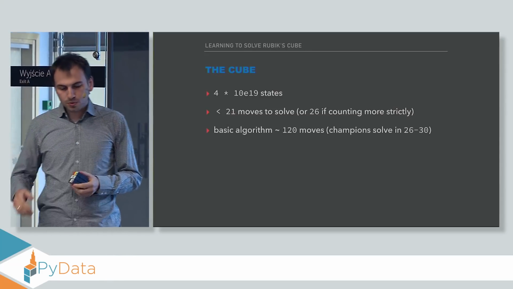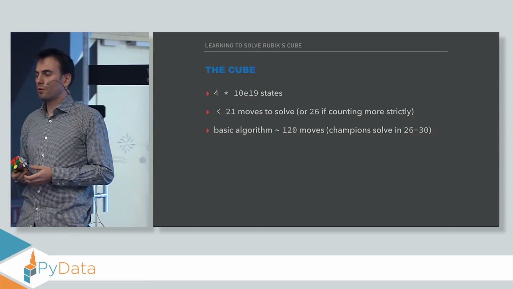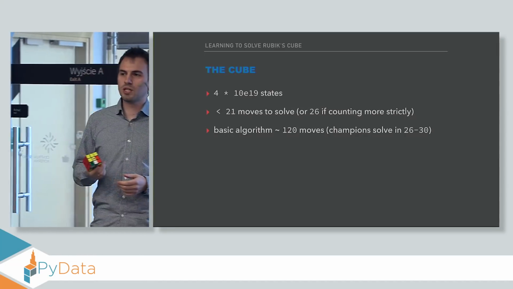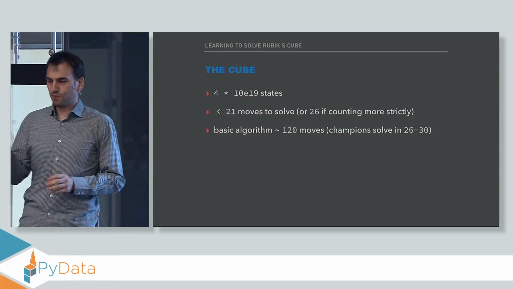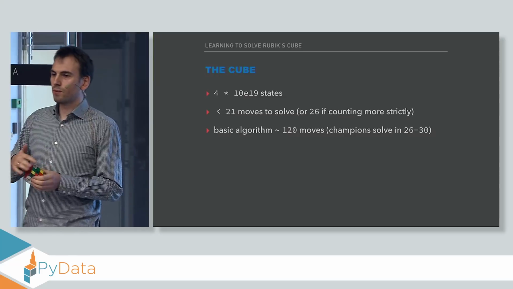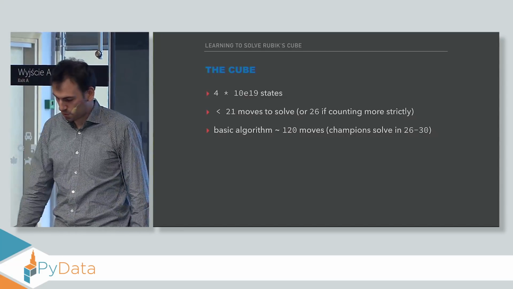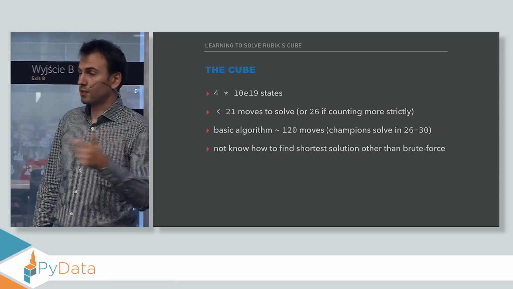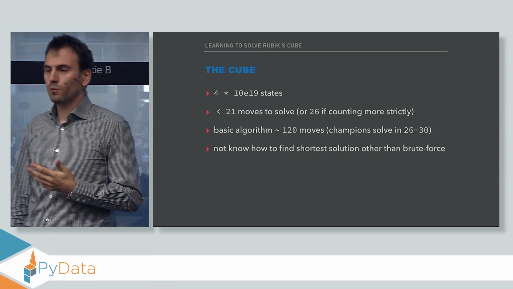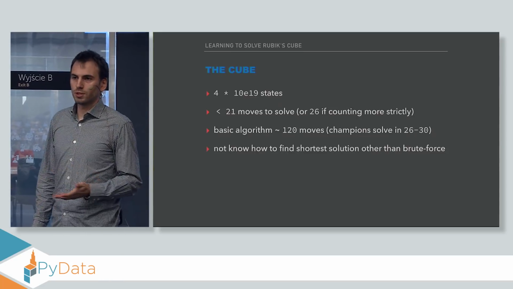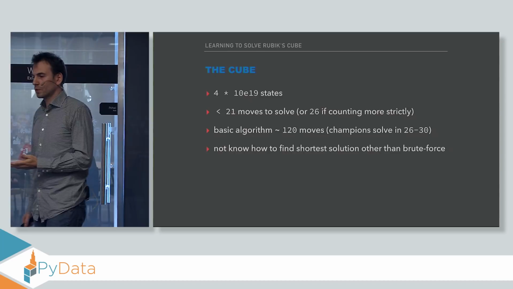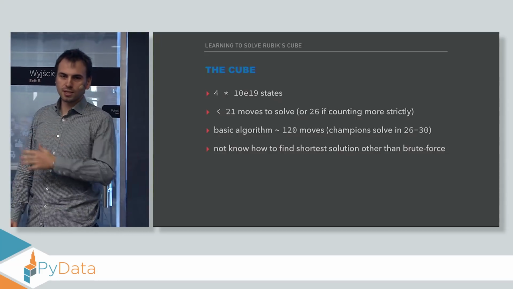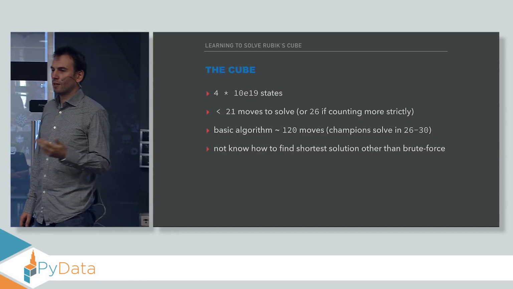Okay. And also the basic algorithm that you know from school or from the internet is usually about 120 moves. So if you start with one wall, then you do the first layer and so on, it's usually about 120 moves. And what's interesting is that we know that the cube is solvable in 20 moves, but we don't know how, unless we use brute force. And that's actually how people proved that 20 moves is enough, because they enumerated all the states, and for each state they observed that it's only 20 moves.